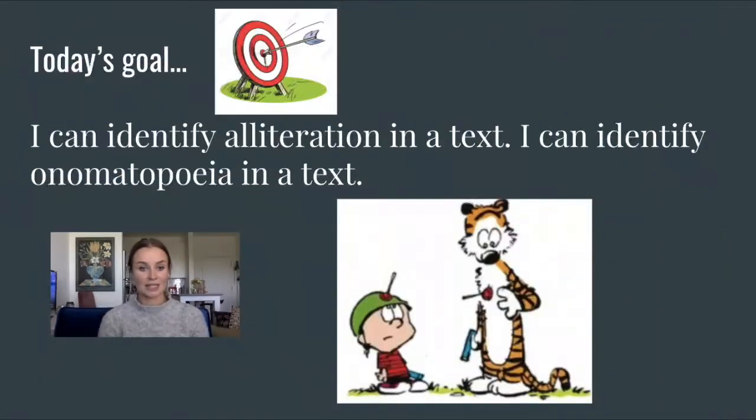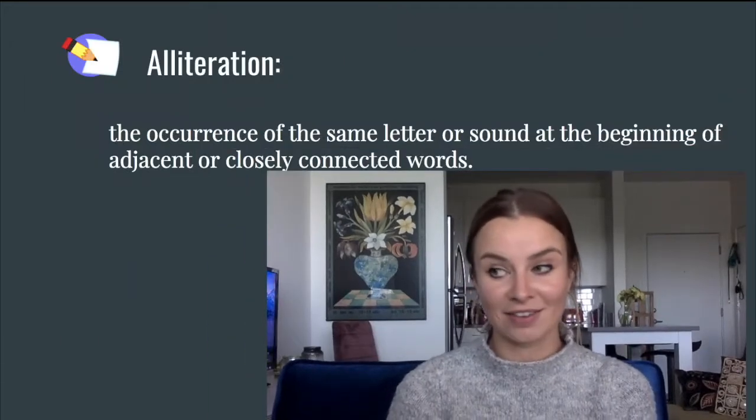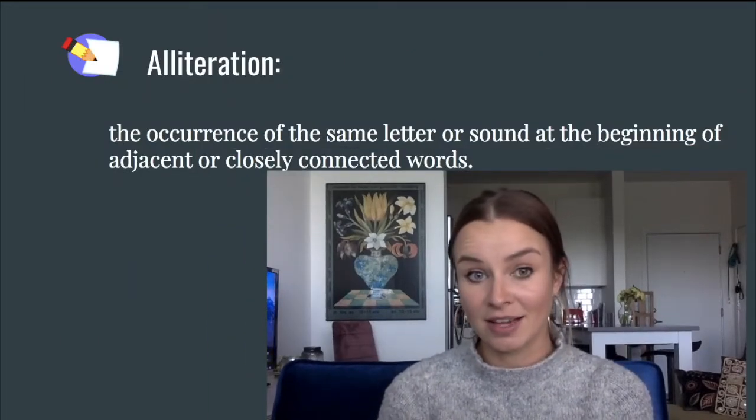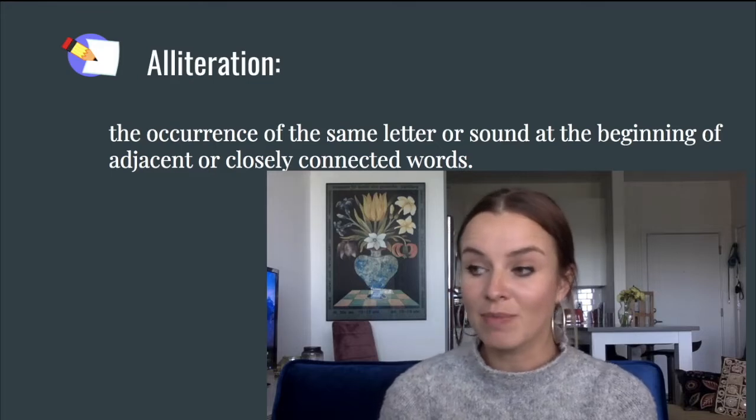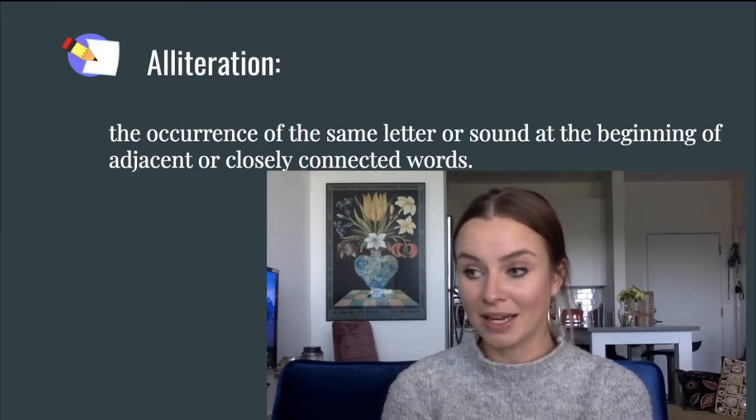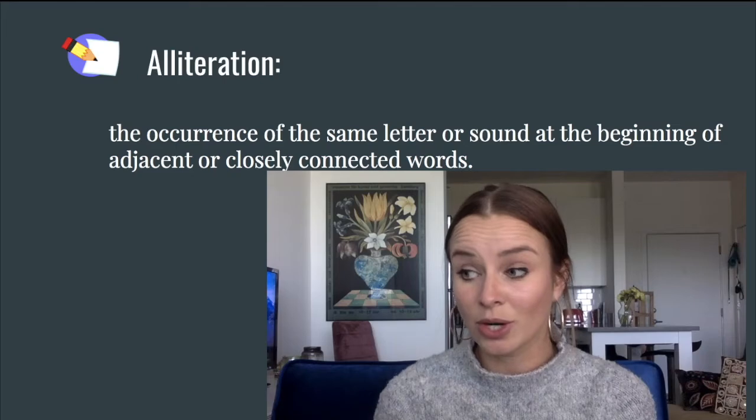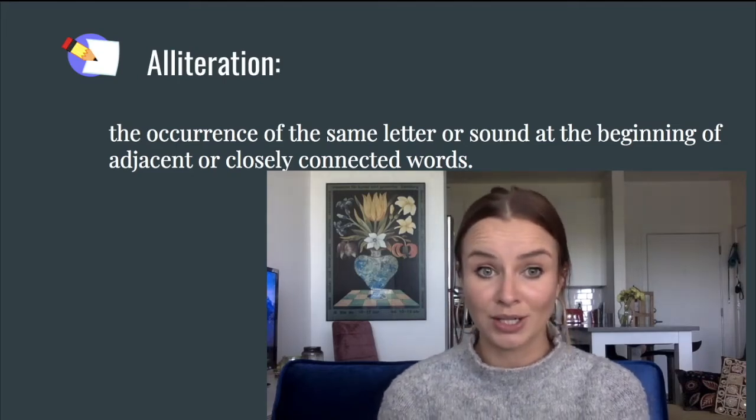All right, today's goals. We have 2. We're going to identify 2 really cool types of figurative language in text. The first is called alliteration, and the second is called onomatopoeia. So our first figurative device, you're going to want to write this down, is alliteration: the occurrence of the same letter or sound at the beginning of adjacent or closely connected words.